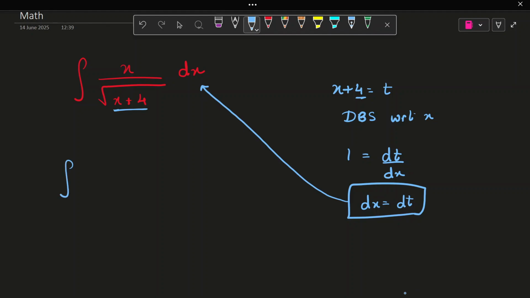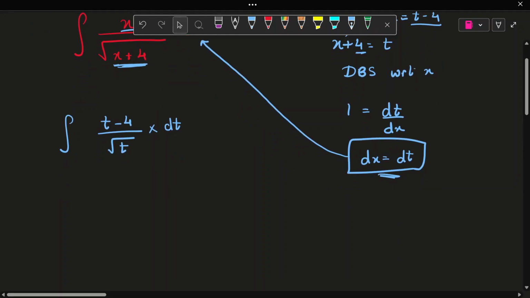So it would be integration of x. Instead of x, if we move the constant to the other side, it would be t minus 4. So we can write t minus 4 instead of x here on the top. So it would be integration of t minus 4 upon root of t times dt. We assumed x plus 4 is t, so we can write it as root t, and instead of dx we can write dt. Now we'll solve it further.